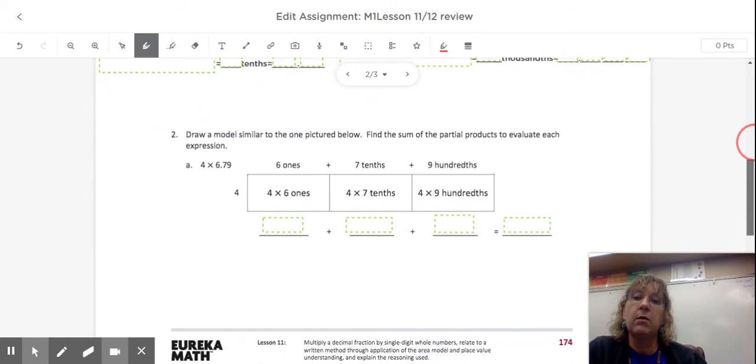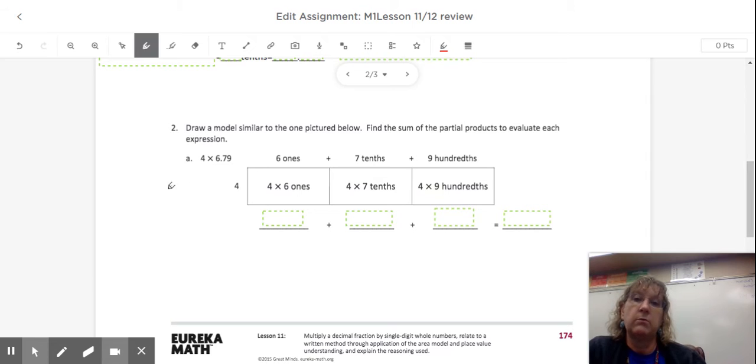Now down here, we have an area model, right? 4 times 6 and 79 hundredths. And they've broken this down. Here's our units. We have 6 ones. See, there's 6 ones. We have 7 tenths, 7 tenths. We have 9 hundredths, 9 hundredths. So this is our ones. So we get an answer here. We get an answer for tenths.